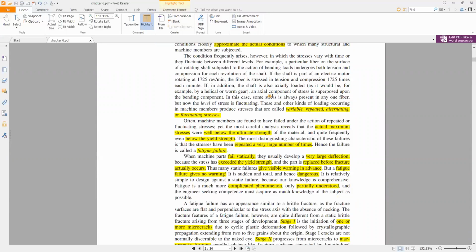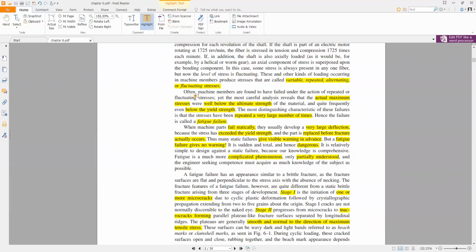But what if we apply it and then take it out? Apply and take out. This type of stress that we produce is a fatigue stress. It is a variable, repeated, alternating fracture stress. Most machine parts fail because of this repeated fracturing stress, so we need to investigate this type of stress.